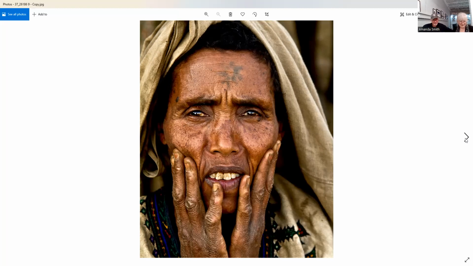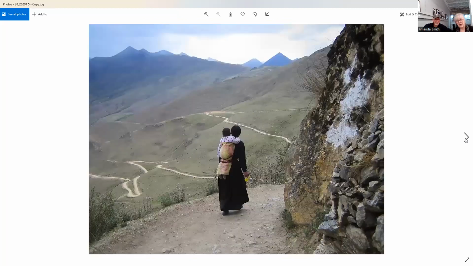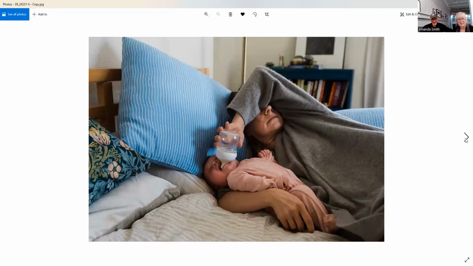Yeah. Wow. So next we have an image by Matt Sims. He lives in Grapevine, Texas. It's called Tibetan Mother's Journey. Wow. She's got a long way to go. Ooh. I love this one. Yeah, I love this too.